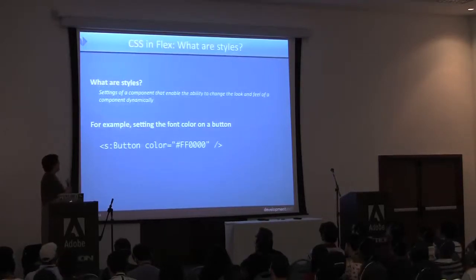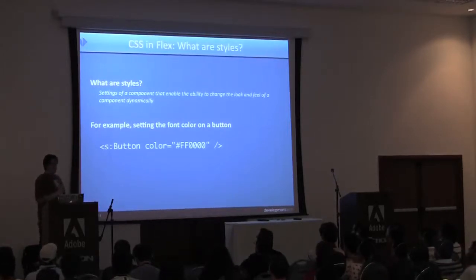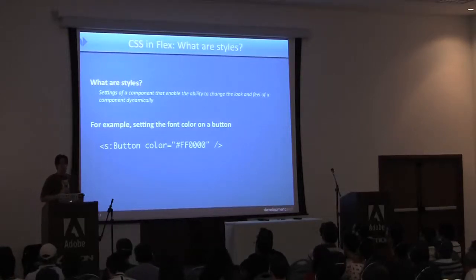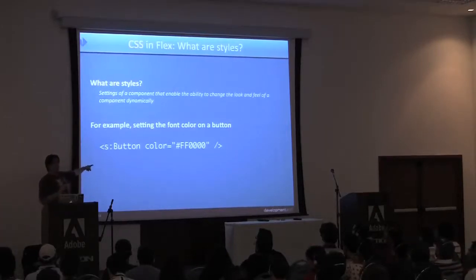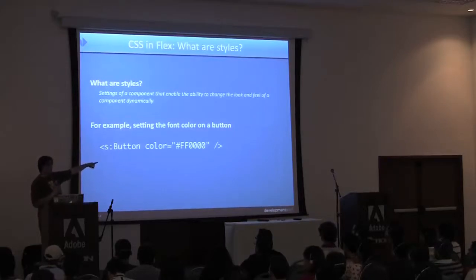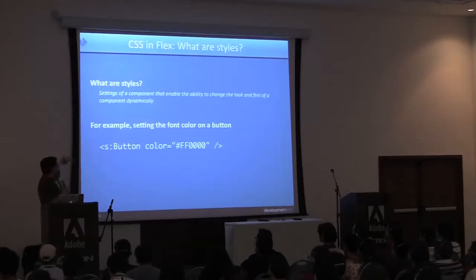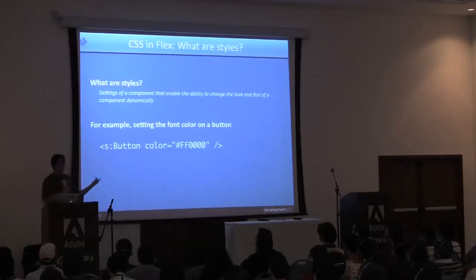So I'm going to break down and talk about styling. Let's talk about what CSS is, and about styling in Flex and how we actually use that. Styles are really the ability to change the look and behavior of a component by using a property. Here's a basic example. I have a button, and I want to change my text color to red. So we set the color style property to red, passing the value. That's what we're doing when we talk about CSS and styling: changing the property, saying, hey, button, make your text color red. That's styling.